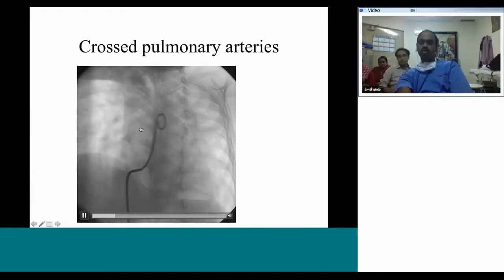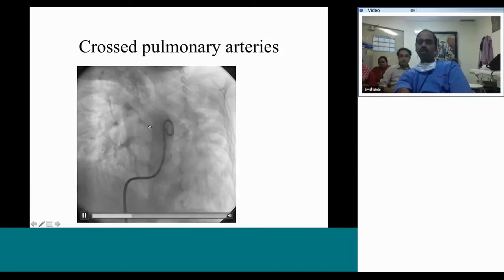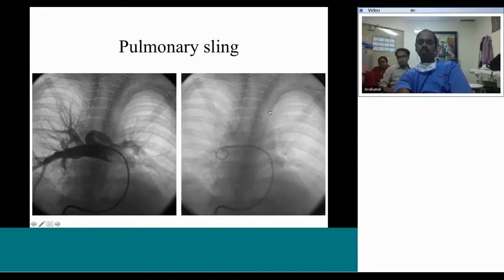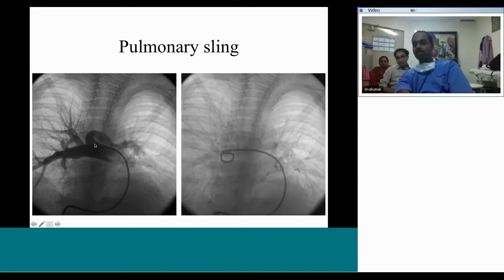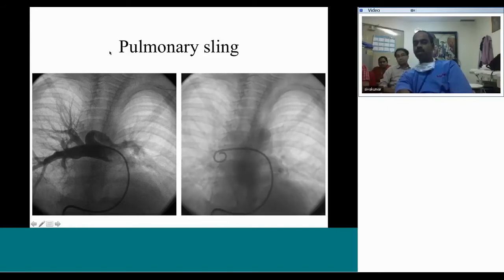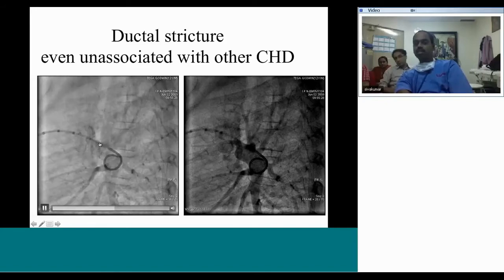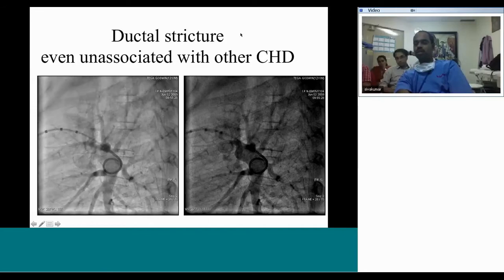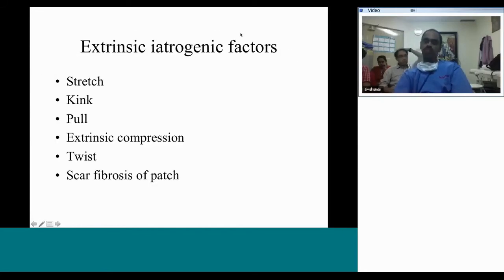And this is how the crossed pulmonary artery will look on an angiography. So these pulmonary arteries are extremely prone to stenosis. Pulmonary artery slings are also prone to stenosis. This is a right pulmonary artery. The left pulmonary artery is arising from the middle of the right pulmonary artery, hooks around the trachea, courses posterior to the trachea and then goes into the left lung. The place where it is hooked, it can be narrowed. These are various reasons. This is ductal site stenosis, a discrete left pulmonary artery narrowing. You can see the discrete left pulmonary artery narrowing. This is due to ductal obstruction.